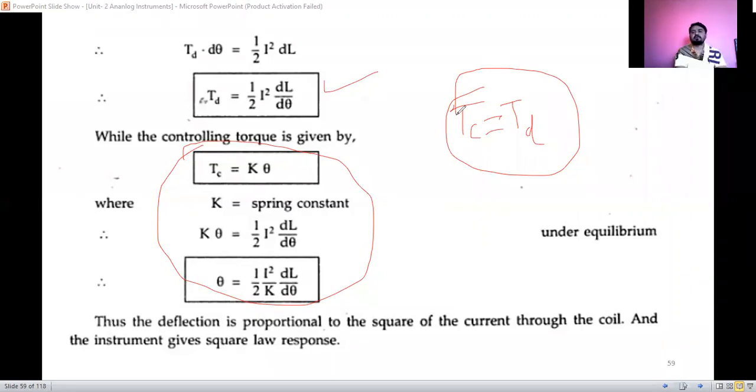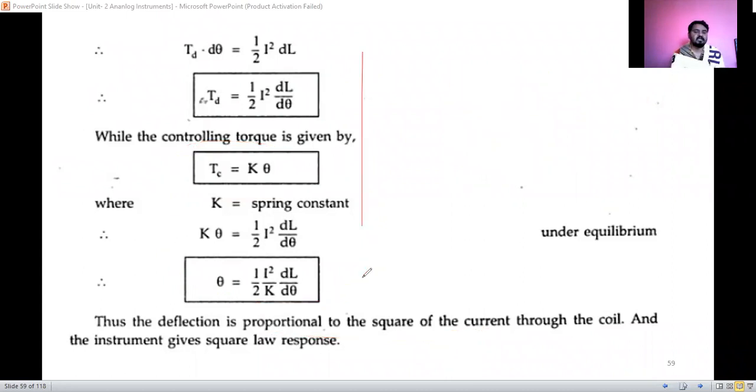The moving iron instrument has some advantages and also some disadvantages. The deflection is proportional to the square of the current, but the torque to weight ratio is very high for this instrument. We can use this instrument for both AC and DC. That is a very important and main advantage of the moving iron instrument. I will display that slide also, advantages and disadvantages.